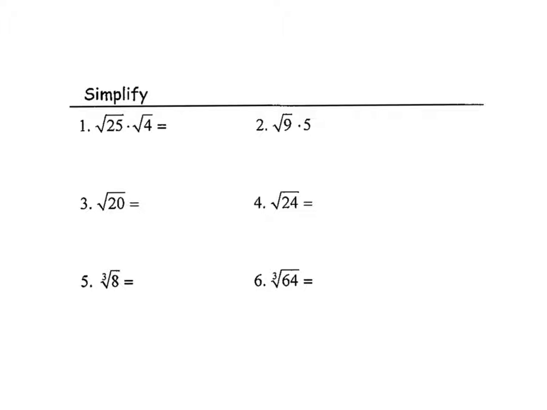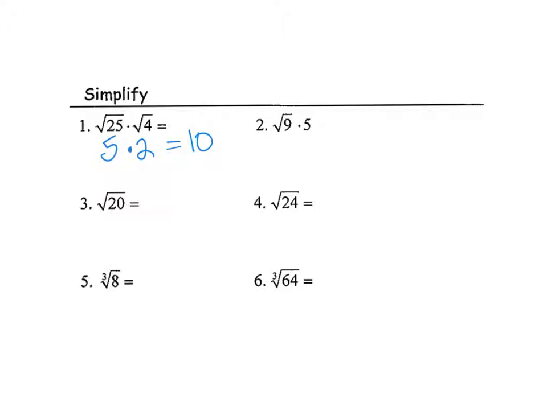Okay. What is the square root of 25? 5. So put a 5 there. What is the square root of 4? 2. So I am actually now multiplying 5 times 2. Not the square root of 5, just 5. It pulls out as just the 5. Because 5 times 5 is 25. 5 times 2 equals 10. Your answer, number 1, is 10.